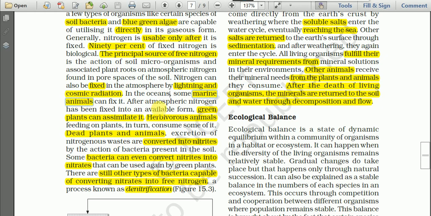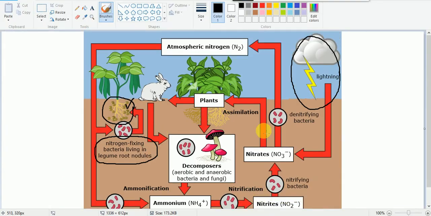And after atmospheric nitrogen has been fixed into an available form, green plants assimilate it. So, see here, by the lightning process and by the biological process, nitrogen is fixed into the soil. After that, only after fixing the free nitrogen, that is the atmospheric nitrogen, into the soil, plants assimilate it.